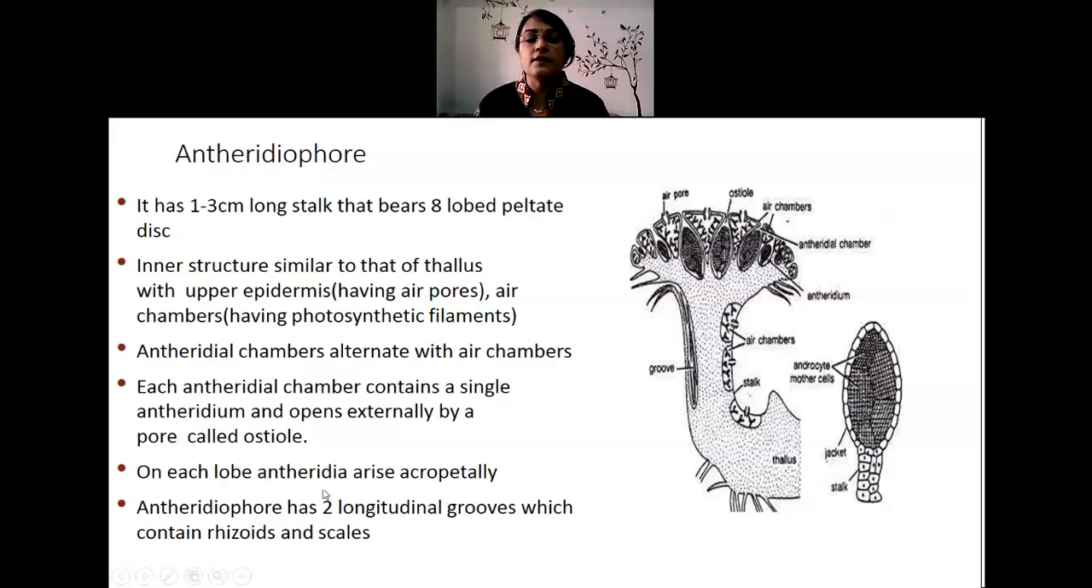Each lobe of antheridia arises acropetally. You find first formed or mature antheridia in the center and newly formed antheridia towards the apex, that is, they are arranged in an acropetal succession. The antheridiophore has two longitudinal grooves where we find the rhizoids and the scales.